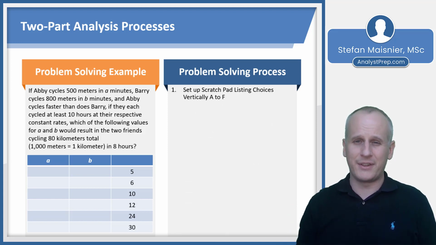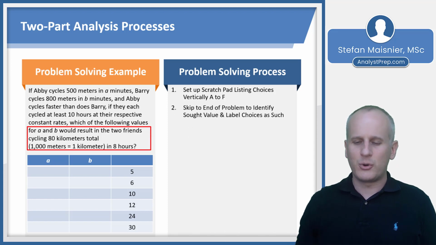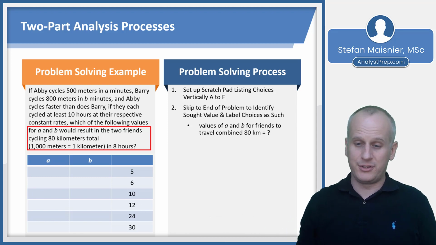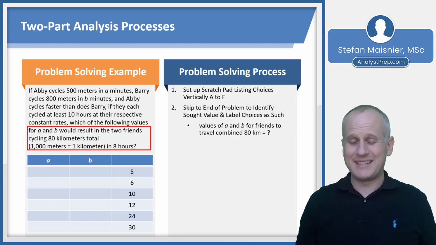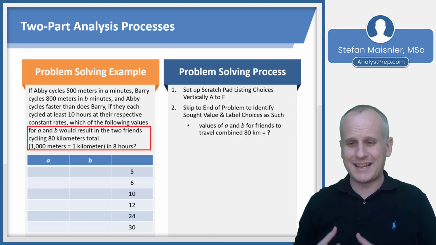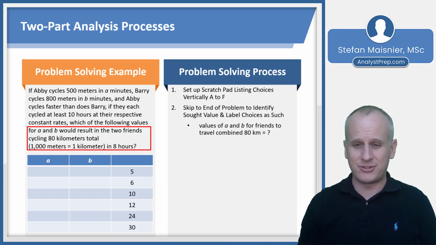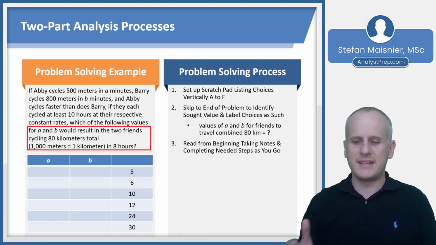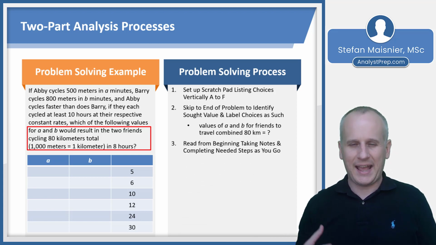and I probably would write out the numbers in conjunction with that because they're simple values, 5, 6, 10, 12, 24, and 30 here. Then, of course, we skip to the end of the problem to identify the sought value and label the choices as such. In this case, it's going to be the values of A and B for the 2 friends to travel a combined 80 kilometers. Now, I don't know what that means yet. I'm going to have to start at the beginning, but I understand that that's going to save me reading it once and then reading it again immediately following if I just figure out what I'm being asked for at the outset. So now we're going to read from the beginning, taking notes and completing needed steps as we go.